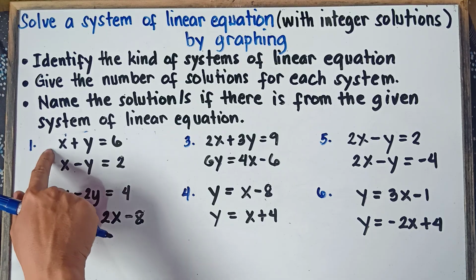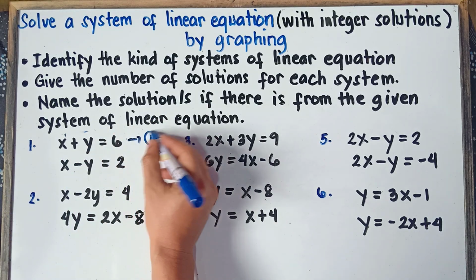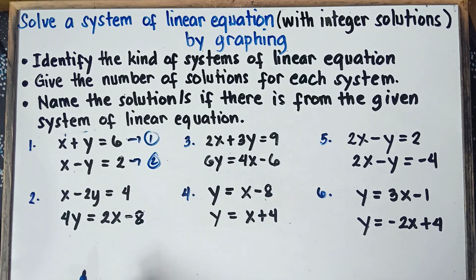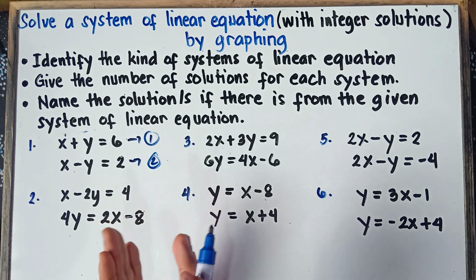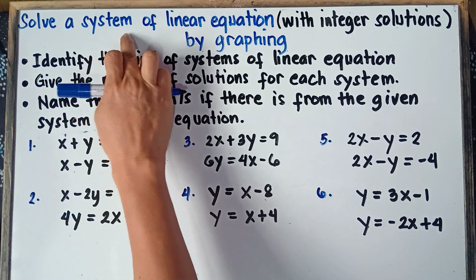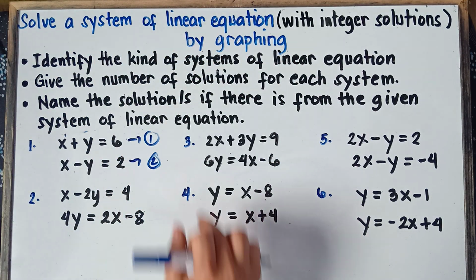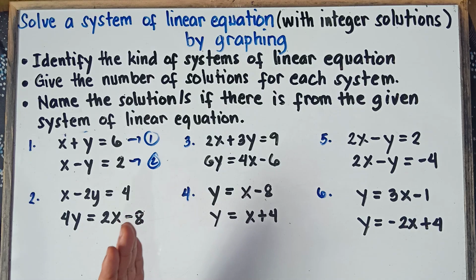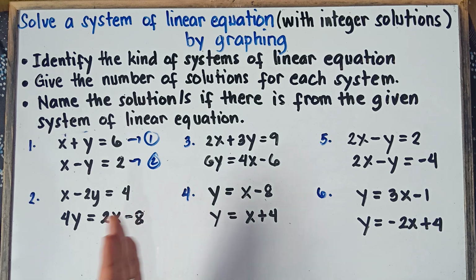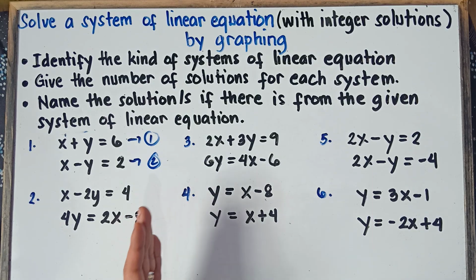So this one is our first equation, our first linear equation, and then this will be our second linear equation. Now if you have 2 or more linear equations with the same variable, we call that a system of linear equations. I hope it's clear for you, class. What is a system of linear equations? That would be a collection of 2 or more linear equations with the same variable.